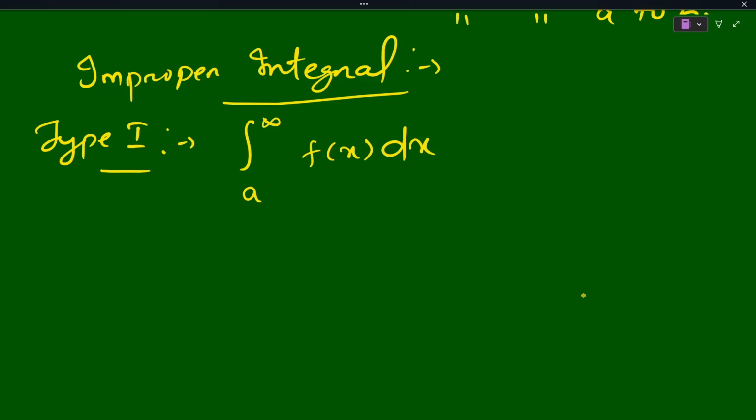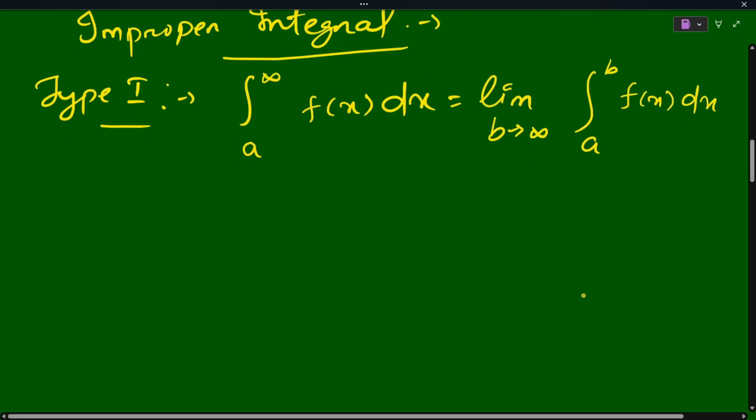Here, whichever limit is the infinite part, we will take it as limit b tends to infinity, and in place of infinity we will write b, and the lower limit will be the same, it would be a, and write the function. In this way you have to solve this one. For example, suppose I'll write a question.